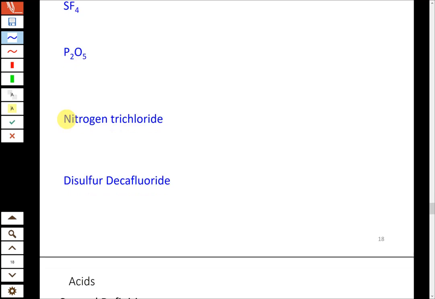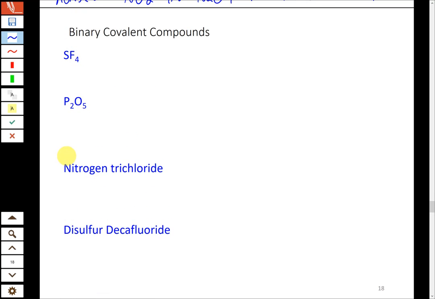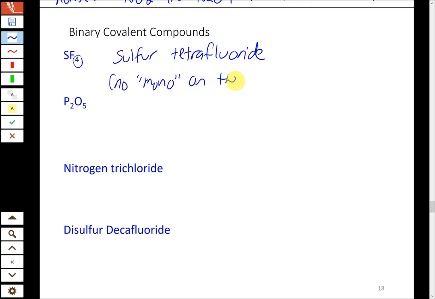All right, so let's just do a couple examples of these and then we'll save acids for next time. So if we have SF4, S is sulfur, and 4 is fluorine. So there's 4 fluorines in the formula, so the prefix that corresponds to 4 is tetra, and the second element gets the IDE ending. So it's sulfur tetrafluoride. Remember, we don't say monosulfur tetrafluoride. We don't use mono if it's for the first element in the formula. The first element, if there's only one of them, you just name the element and then the mono is implied.